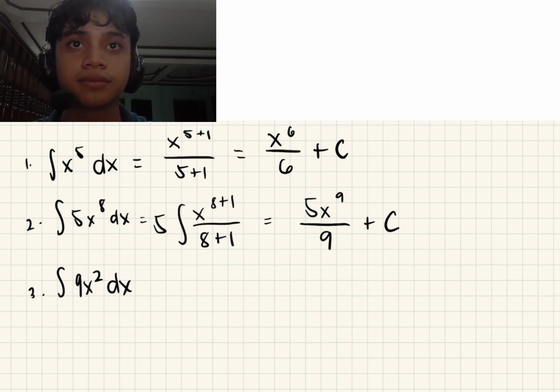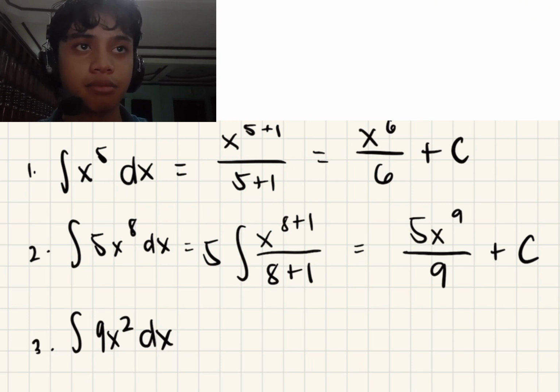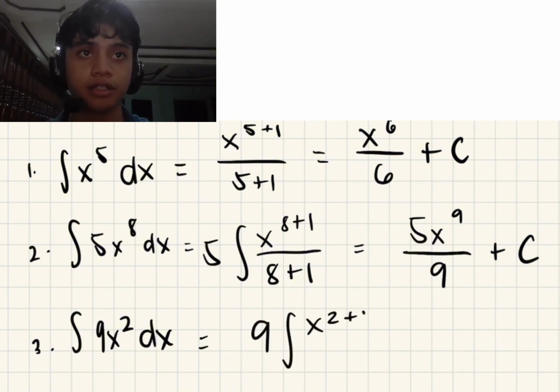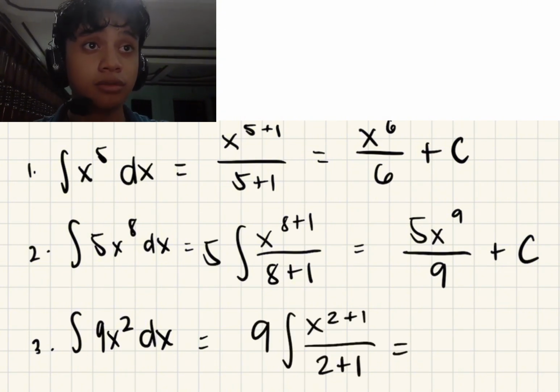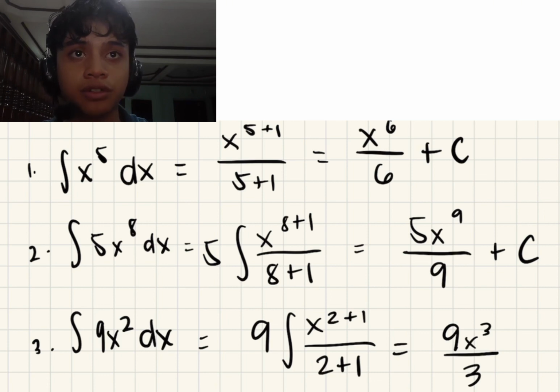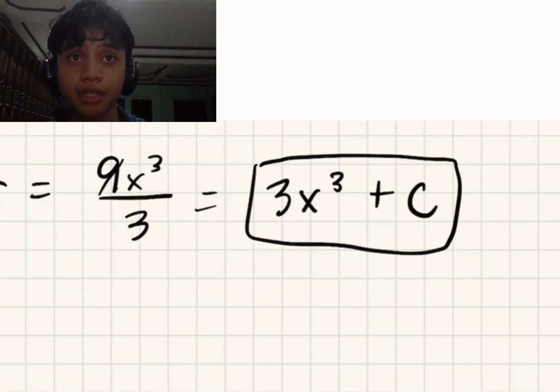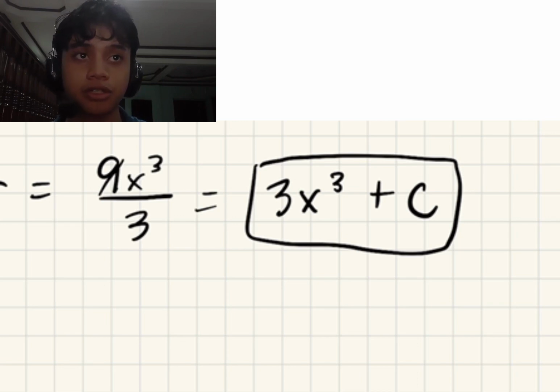Now for the third example, we can do the same thing as the second example. Take 9 outside of the integral sign, then we add 1 to the exponent of x, which is 2, then divide by 2 plus 1, and return the 9 to the numerator. 9x cubed over 3 plus c. We can actually still simplify this further, since both 9 and 3 are divisible by 3. So that becomes 3x cubed over 1 plus c, which is just 3x cubed plus c.